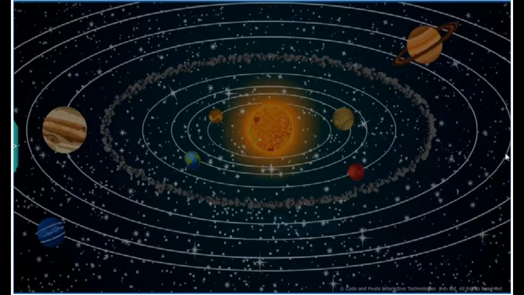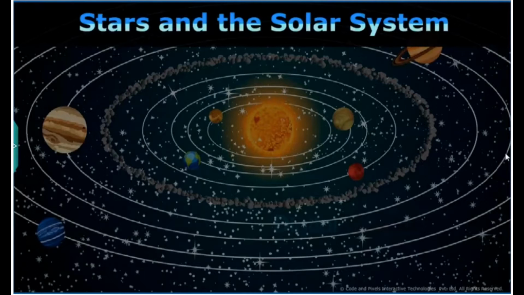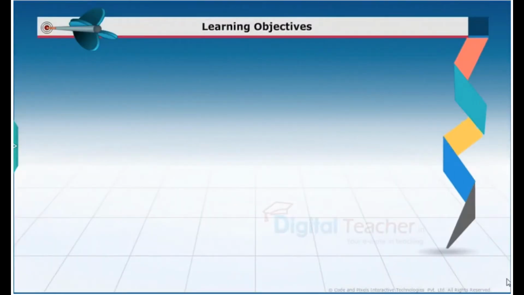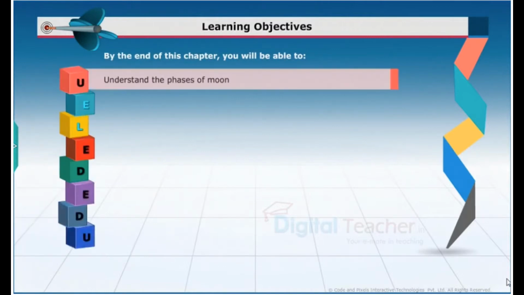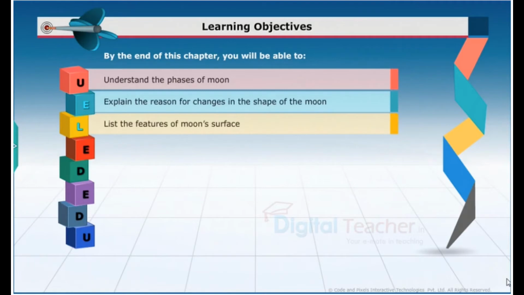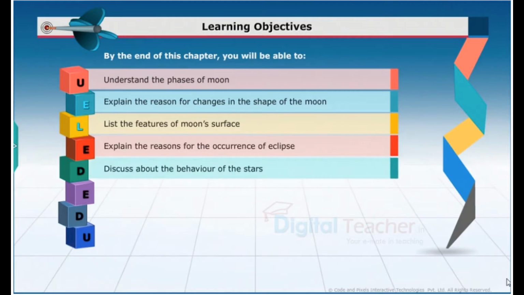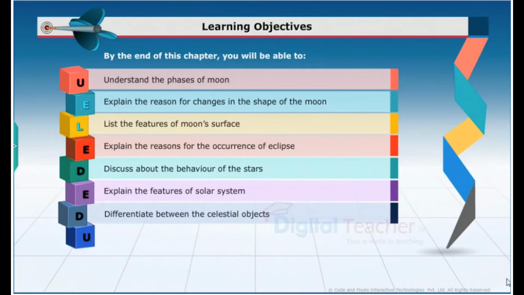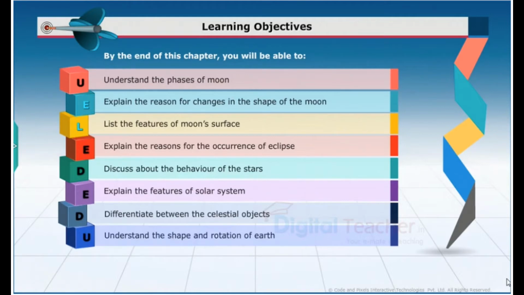Today, let's begin with Chapter 10, Stars and the Solar System. By the end of this chapter, you will be able to understand the phases of the moon, explain the reason for changes in the shape of the moon, list the features of the moon's surface, explain the reasons for the occurrence of eclipse, discuss the behavior of the stars, explain the features of the solar system, differentiate between the celestial objects, and understand the shape and rotation of the earth.